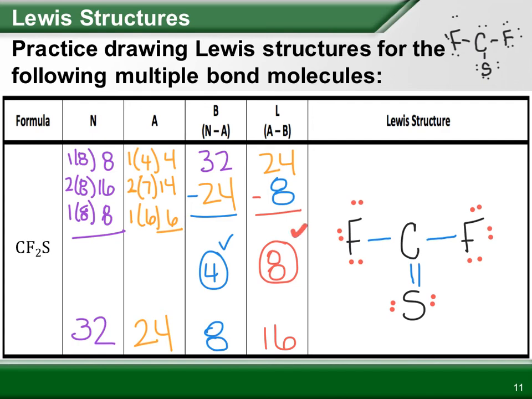We would confirm by checking that each atom has its needed number of electrons, which it does, and then we'd be done. And it definitely does not resemble our predicted structure. So this is not what it would look like. And that is why we take the time to calculate N, A, B, and L, so that our diagram is easy to construct.